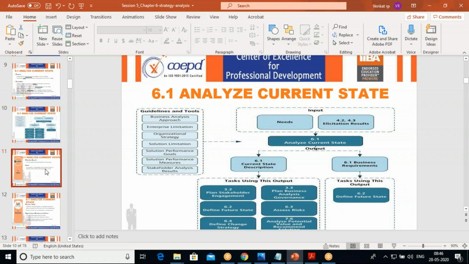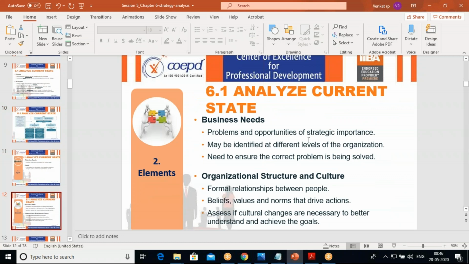Now if you look into this, here we have these 8 elements in analyzing the current state. Number 1 is business needs, number 2 is organization structure and culture, and 3 is capabilities and processes, and technology and infrastructure, policies, business architecture, internal assets, and we have external influencers. So these are the elements. We have 8 elements here. So to analyze the current state, we need to go through 8 elements.